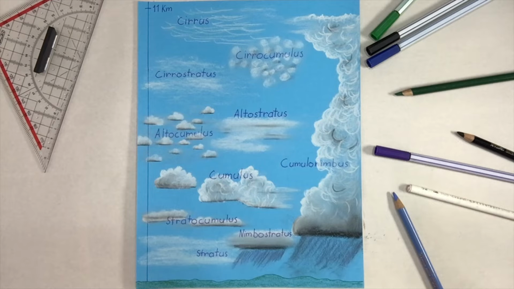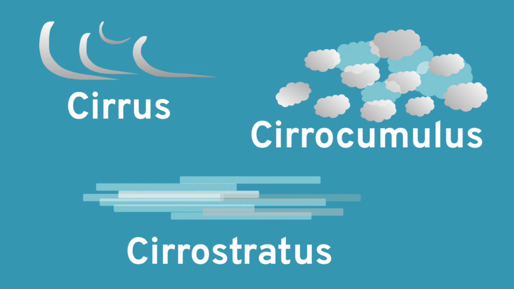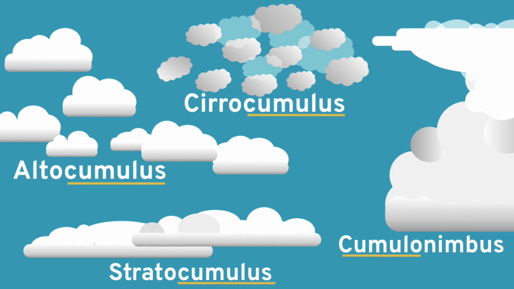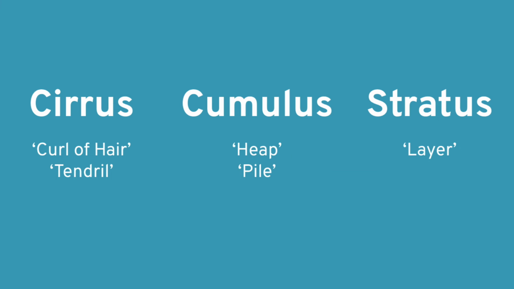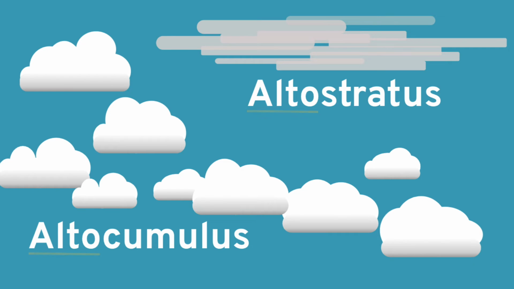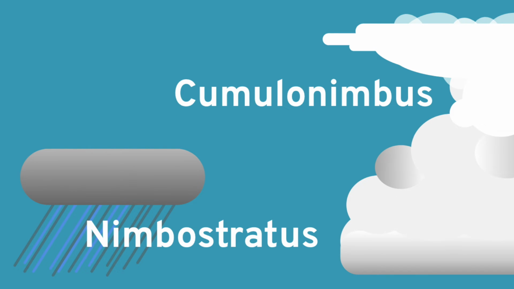Looking at these cloud names, you might notice that there are some patterns in the naming conventions used to define the clouds. These names are based on the cloud's shape. All the high-level clouds begin with the prefix cirro or cir, which means curl of hair or tendril in Latin. Quite a few clouds also contain cumulus, which means heap or pile, describing the mound-like shape of these clouds. Then there is stratus, which means layer. These three basic names are then combined to describe the different structures that clouds form. The alto prefix in altocumulus and altostratus describes the mid-level height of these clouds, and the nimbo in nimbostratus and cumulonimbus simply means cloud or rainy cloud in Latin.